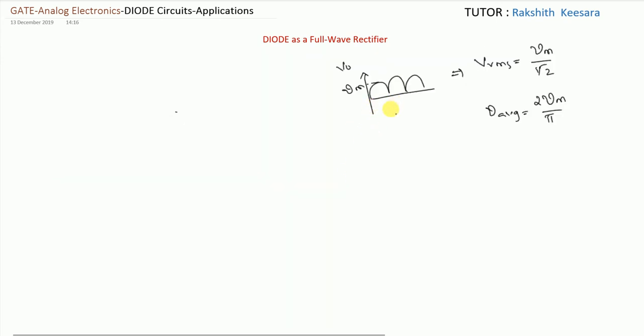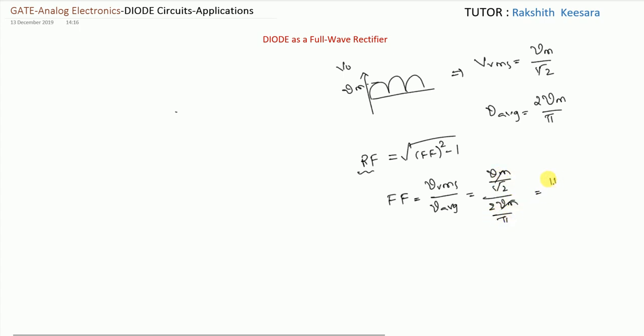So this is the output waveform of the full wave rectifier. This is the maximum voltage Vm. So RMS voltage will be Vm by root 2, average voltage will be 2 Vm by pi. I taught this thing just 5 minutes back. So we should find the ripple factor. For finding ripple factor, what is the formula? Form factor square minus 1. What is form factor? Vrms by V average. So Vrms is Vm by root 2 and V average is 2 Vm by pi. So pi by 2 root 2 is the form factor.